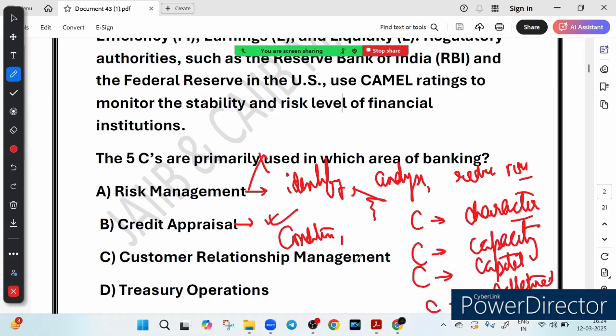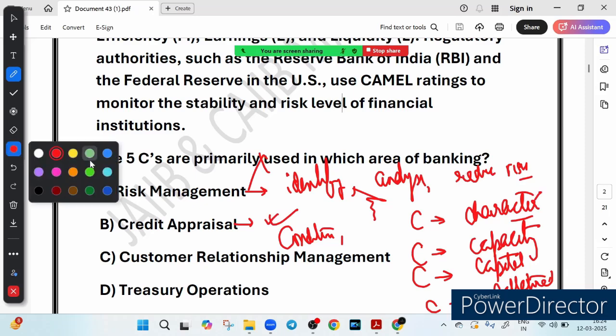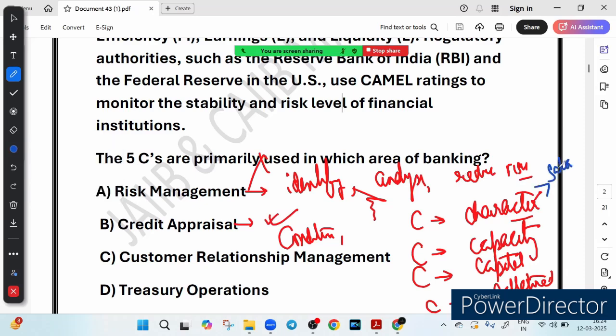So let me give you an example to make it more clear. Imagine a bank giving a home loan. First of all, they will check your salary, right? So your salary is like your character, right? No, salary means your capacity, not character. Just wait a minute, let me write it down in the correct place. So salary is your capacity, right?